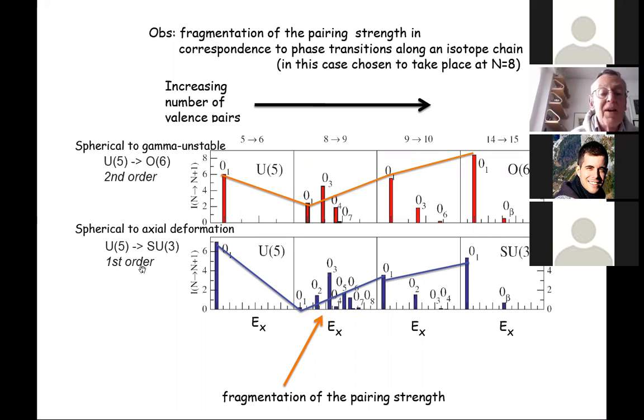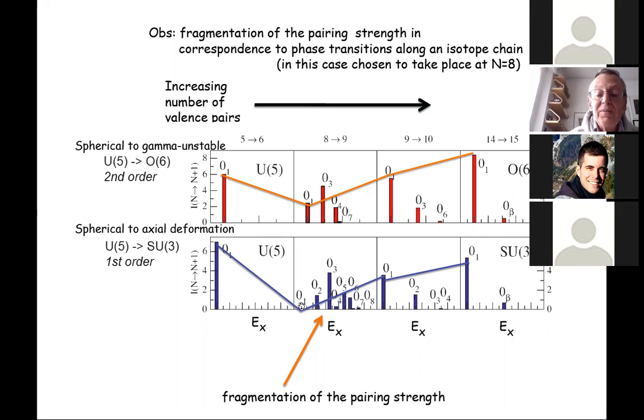I can see that, if I look at the lower figure, I go from U5 to SU5. As long as I'm spherical, all the strength goes into the ground state. If I am strongly deformed, most of the strength goes to the ground state and only a little bit into the beta vibration. But precisely at the critical point, there is a fragmentation of the strength.